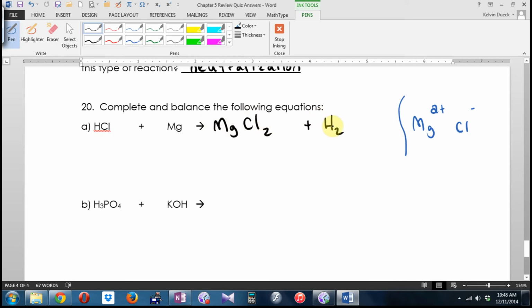Now, let's balance. Oh, you know what? I think to balance, I just need to put a 2 there, because I got 1 magnesium, 2 chlorines. Now I got 2 chlorines, 2 hydrogens. There's the balance, so 1 mark for that. So this question is also out of 2.